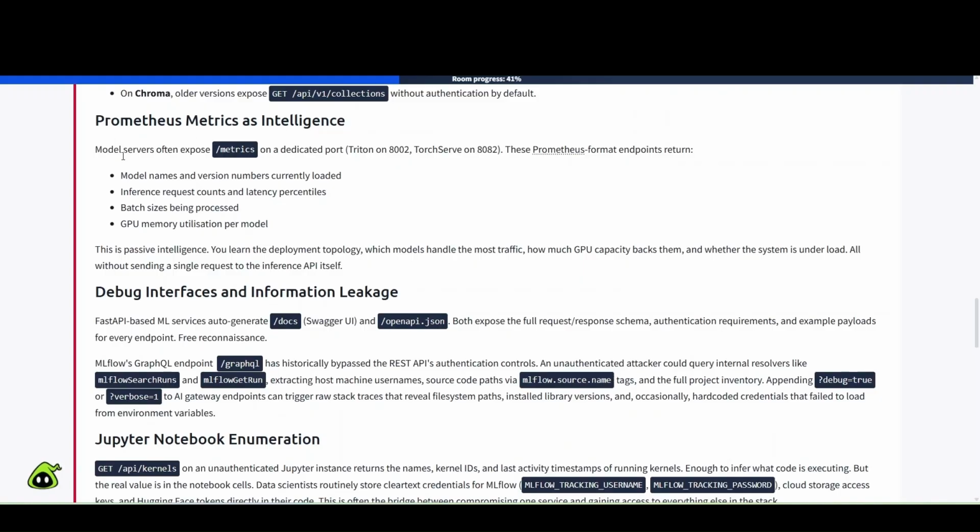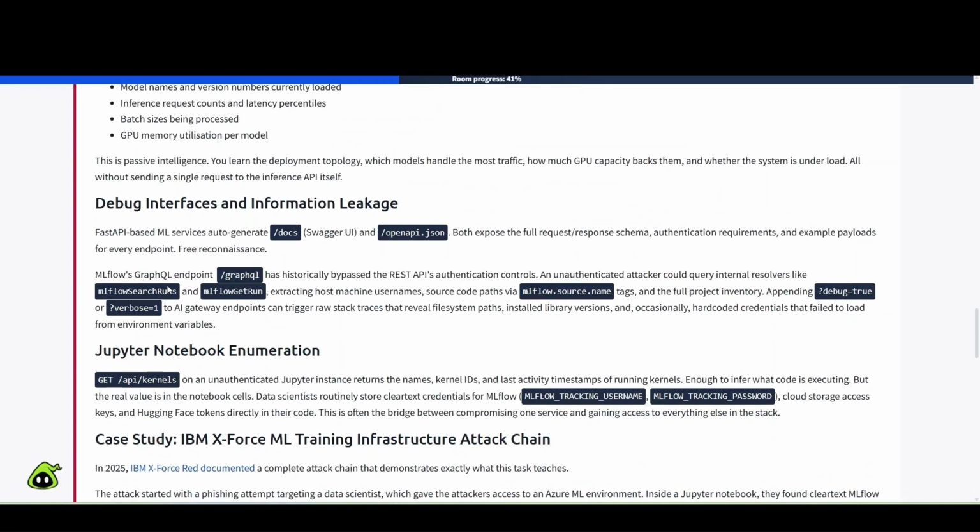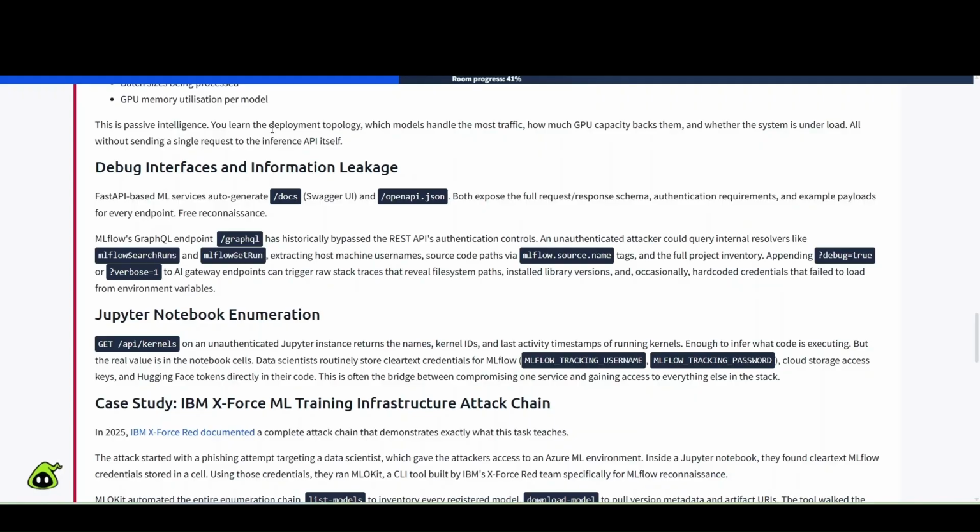Prometheus metrics as intelligence. Model servers often expose metrics on a dedicated port: Triton on 8002, TorchServe on 8082. These Prometheus format endpoints return model names and version numbers currently loaded, inference request counts, latency percentiles, batch size being processed, and GPU memory utilization per model. This is passive intelligence. You learn the deployment topology, which models handle the most traffic, how much GPU capacity backs them, and whether the system is under load, all without sending a single request to the inference API itself.